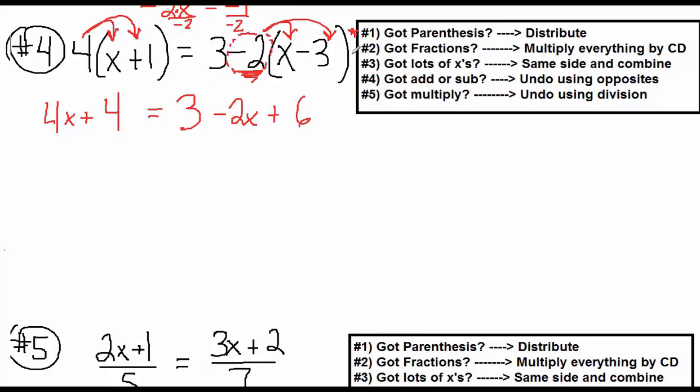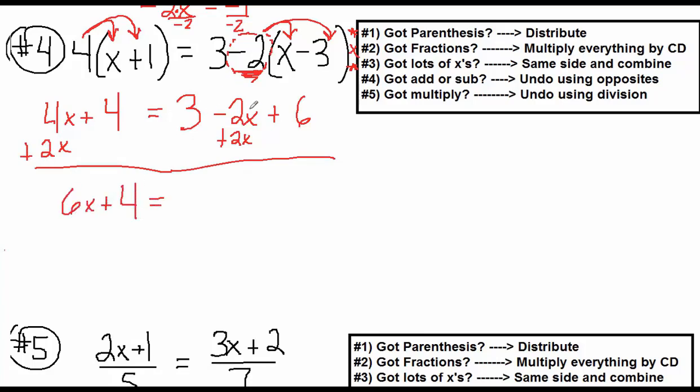Okay, good. Got fractions? No, don't have to worry about it. Got lots of x's? Yeah, I got x's on the left and the right. I'm going to move them all to the left. Plus 2x, plus 2x. That leaves me with 6x plus 4 equals 3 plus 6. I'm going to go ahead and combine these. 3 plus 6 is 9. Do we got addition or subtraction? Yep. Got a plus 4. So I minus 4 from both sides. That leaves me with 6x equals 9 minus 4 is 5.